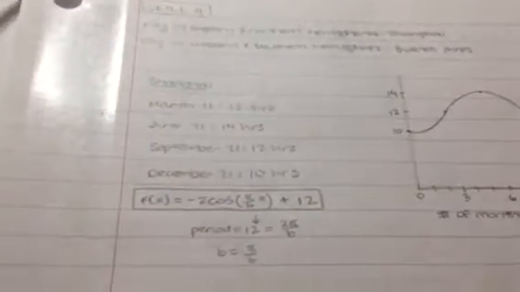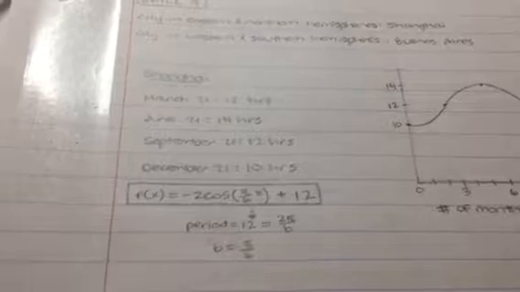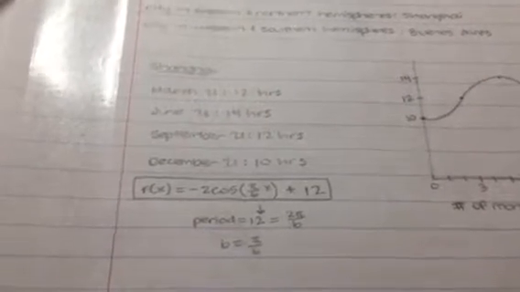I found B by doing 12 is equal to 2 pi over B, and found B to be pi over 6. And then the graph is shifted up by 12, as you can see. So I added 12 at the end.